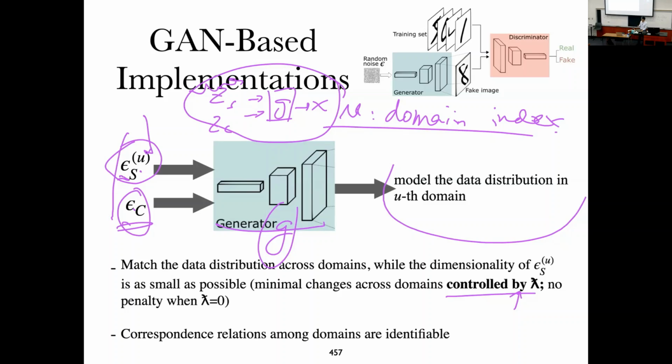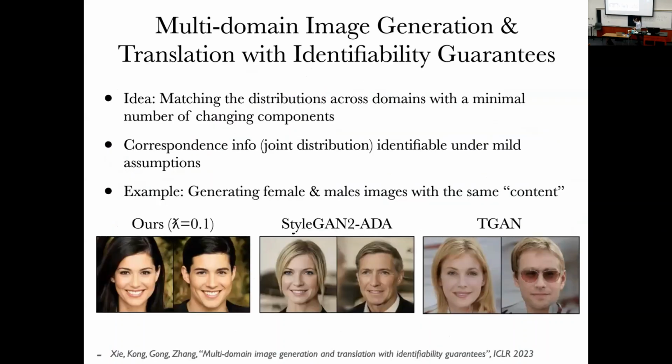Okay, good. Now let's see some results. The idea is to match the distributions in all those separate domains with the minimal number of changing components. If you manage to do so, then we can see the correspondence information across domains. So correspondence information is identifiable. Given this image right here in the first domain, I can see the counterpart in the second domain. This is what I mean by identifiable correspondence information.